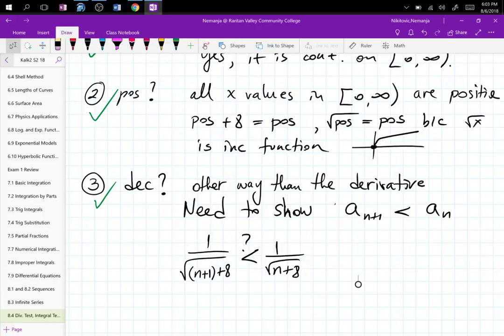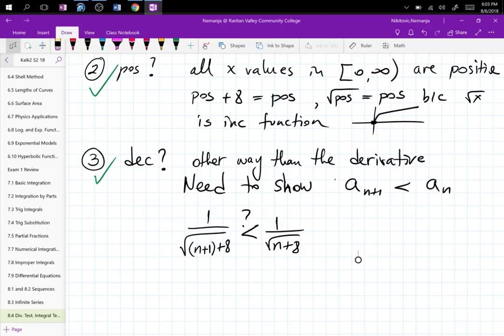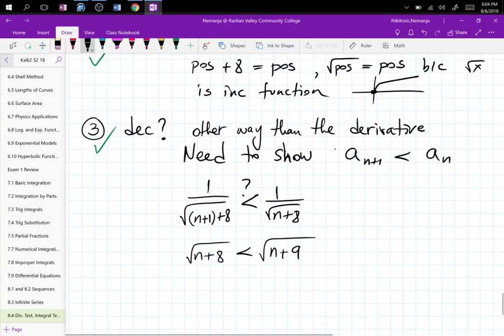Yes? So, can you just plug in 1 and then 2? No, just solve this algebraically now. Simplify it. So what I'm going to do is cross multiply, and I'm going to get that the square root of n plus 8 is less than the square root of n plus 9. And yeah, done, right? Just by cross multiplying.